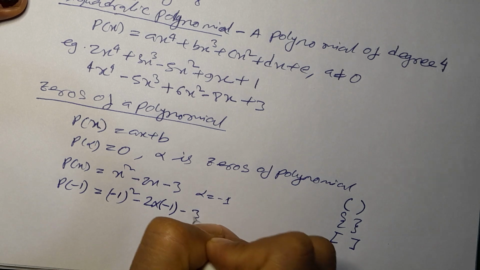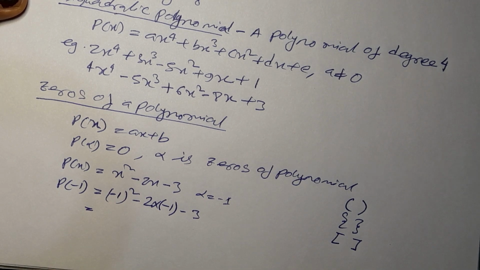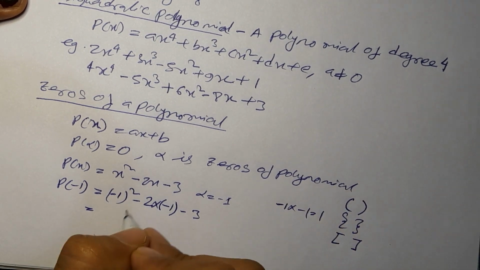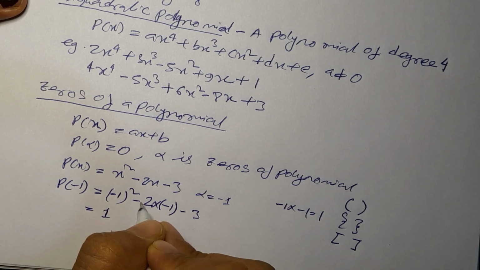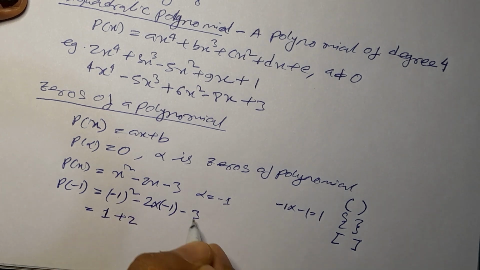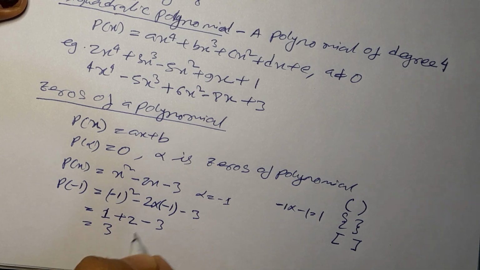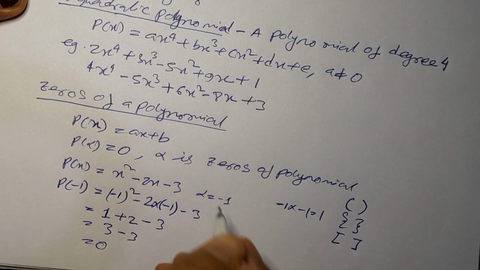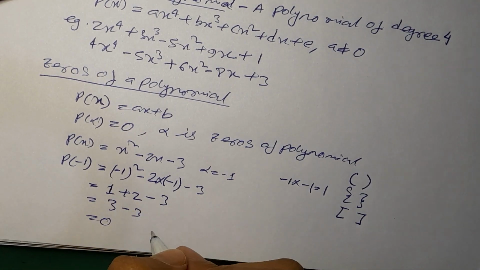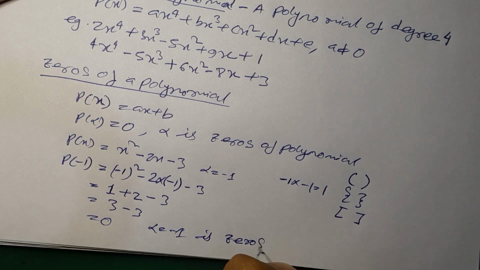So this is minus 3. Now let's see what is the square of minus 1. Minus 1 square means minus 1 into minus 1, so it will give 1. Minus into minus is plus, it will be 2. This minus 3 will come as it is. So it became 3 minus 3, so the result is 0. So alpha equal to minus 1 is a zero of the polynomial.